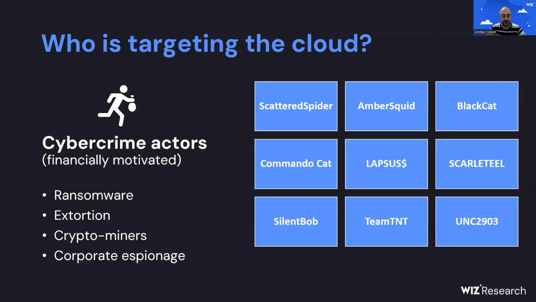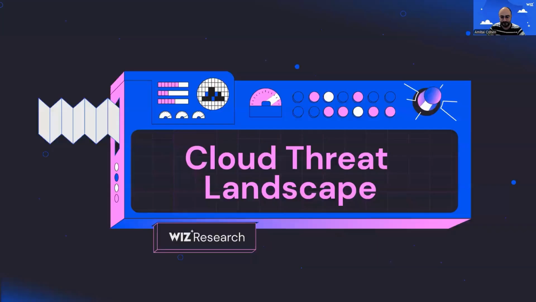Conducting ransomware operations, extortion operations, deploying crypto miners. Again, familiar names such as Scattered Spider, Black Cat, LAPSUS, Team TNT. These are groups that, over the years, have been known to target cloud environments for financial gain through various means. And these are the types of actors that we also look into to try to understand what they're actually doing and how we can prevent them from succeeding in their goals.